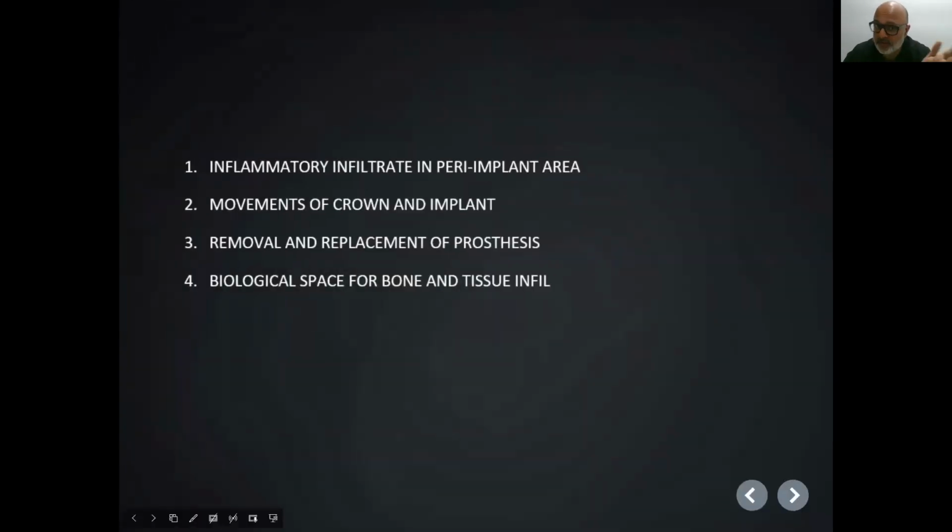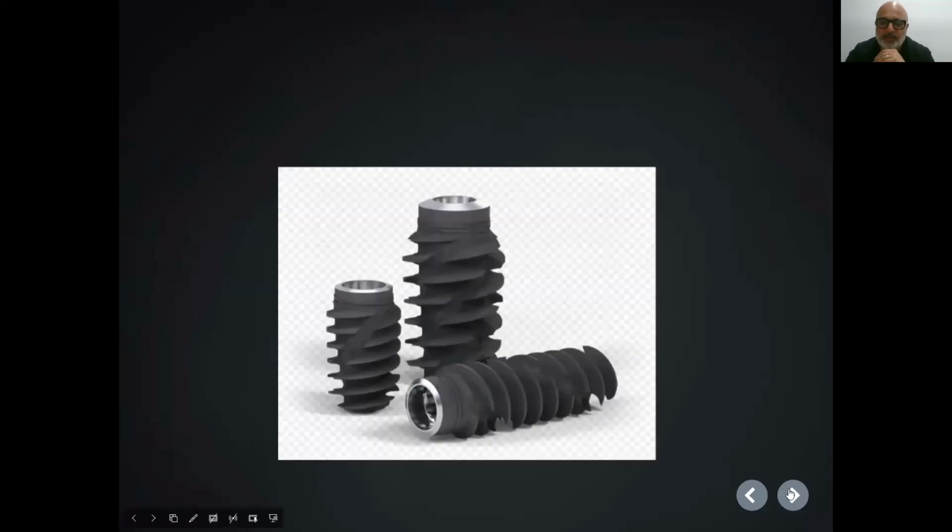The inflammatory infiltrate at the peri-implant area, the movements of crown and implant that can affect it, removal and replacement of the prosthesis being taken on and off and on and off, and biological space for bone and tissue infill, because if you've got that bit that comes in, it allows space for bony infill and for tissue infill, creating a good seal and good neck at the top, good tissues, which significantly reduces the number one nemesis of implants, which is peri-implantitis. Okay, so that brings us to the end.